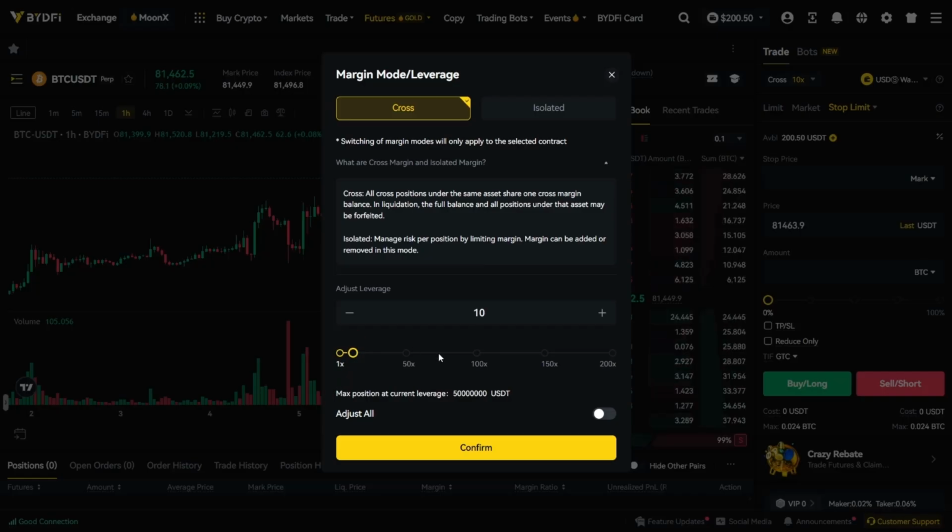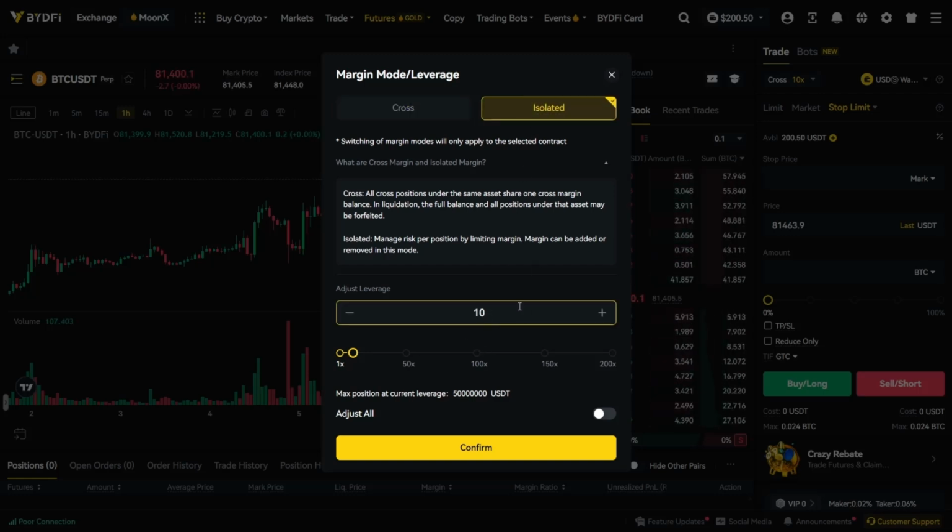Leverage lets you control a larger position with a smaller amount of money. For example, with 10x leverage, you're trading a position that's 10 times your initial amount, which increases both your potential profits and your potential losses. For beginners, I recommend using isolated margin with low leverage, 2x to 5x. For this tutorial, we're going to trade with 3x leverage. This will keep your risk more controlled and makes it easier to manage your trades while you're learning. So we can confirm these settings.